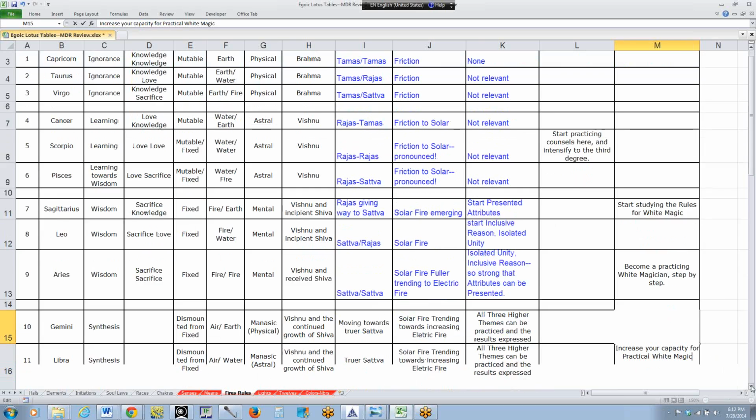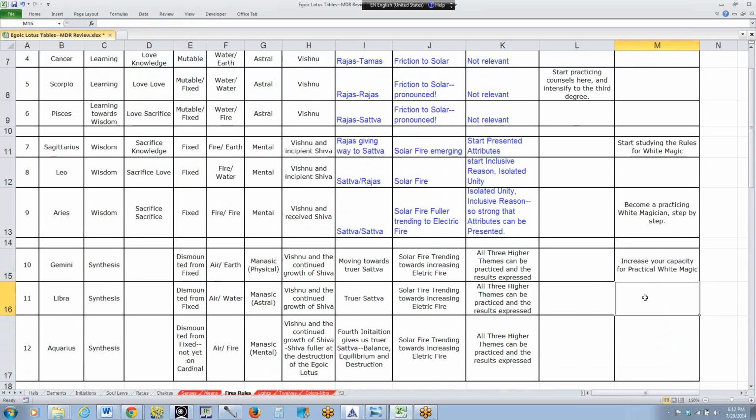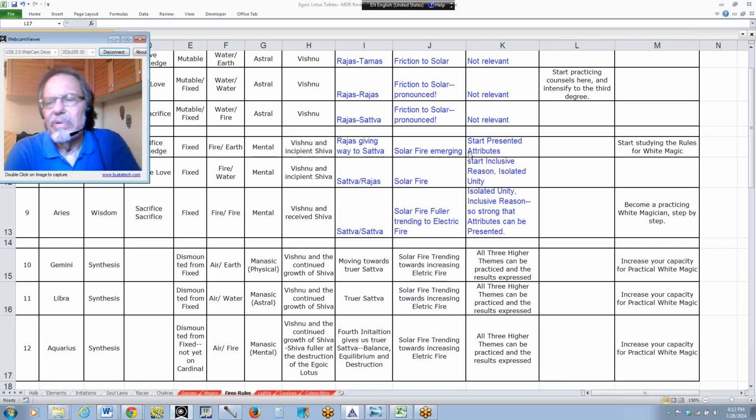But you'll see what I'm going to do. You probably already know what I'm going to say. I'm going to say, you're not the full white magician until the egoic lotus is gone. And it's the ego as the triad that is speaking, and the monad is having its expression. And you're directly in touch with the divine plan. So that will mean the true white magician.